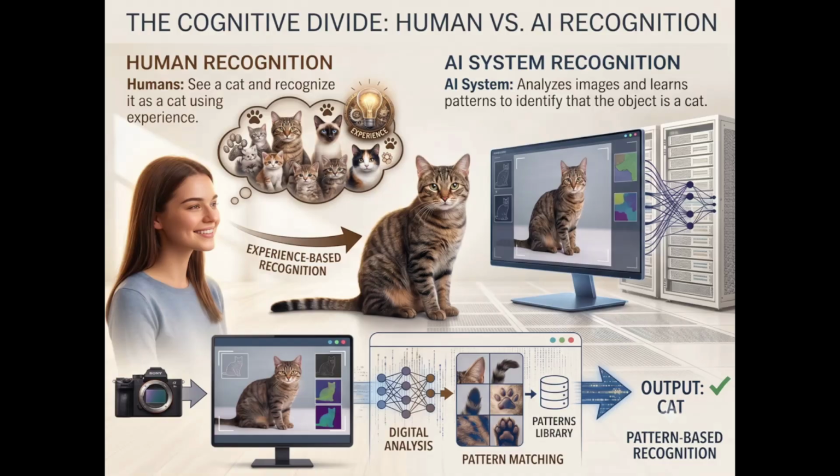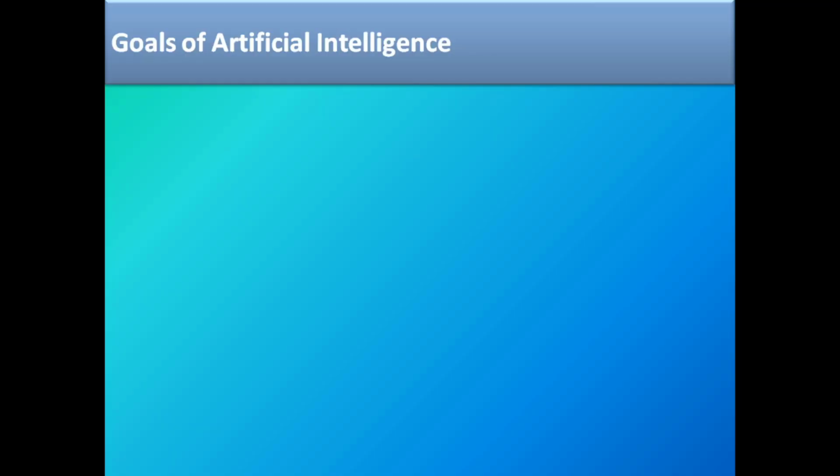So in the same way, there will be a patterns library, and in that library each pattern has a classification as well. So we are going to match the pattern. If the image that I have provided matches a certain pattern, then we will classify it as that species. For example, here we have a cat, so we will classify it as a cat. In the next slide, let's understand the goals of artificial intelligence.